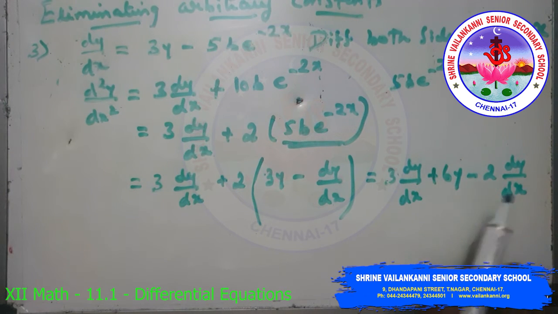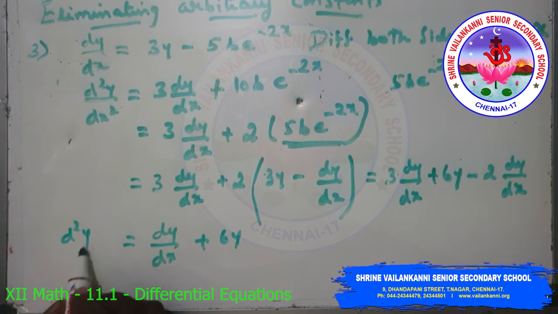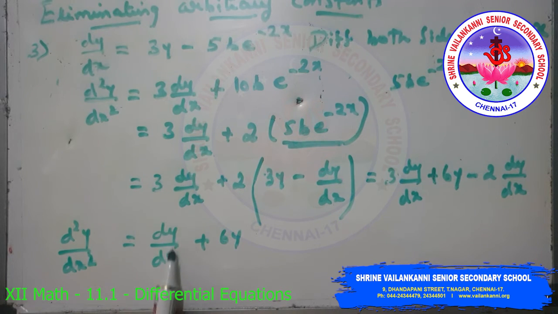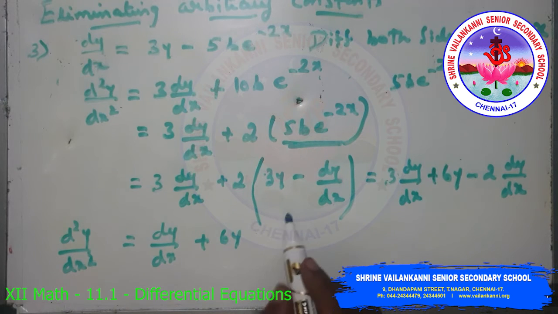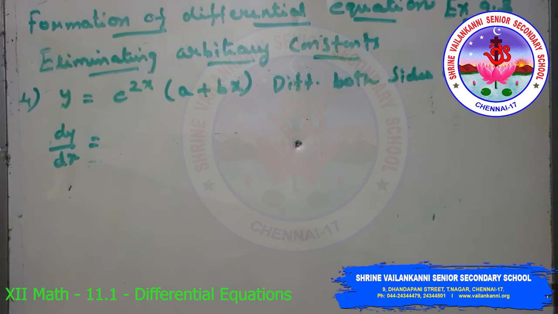So 3 dy by dx minus 2 dy by dx is 1 dy by dx plus 6y. So on the left hand side we have d square y by dx square, which is equal to dy by dx plus 6y. So we can write this as d square y by dx square minus dy by dx minus 6y, which is equal to 0, which is the required differential equation.